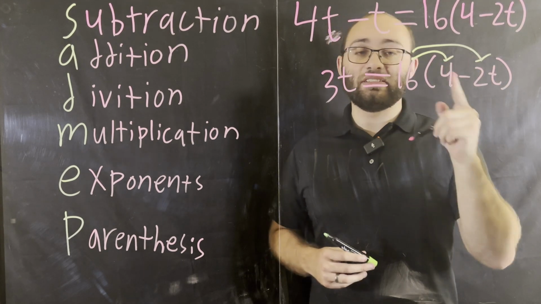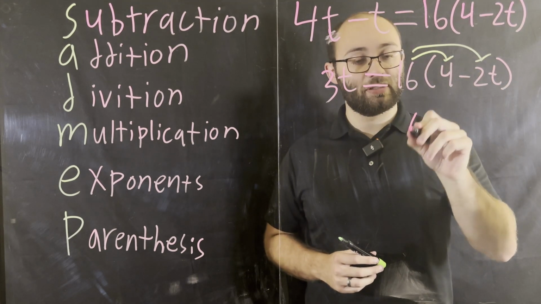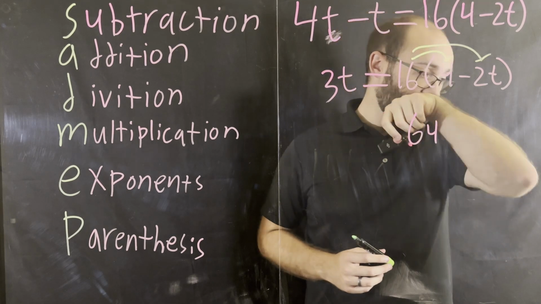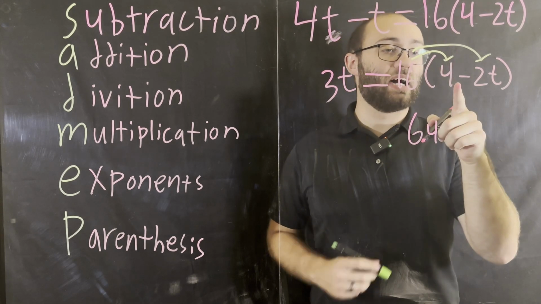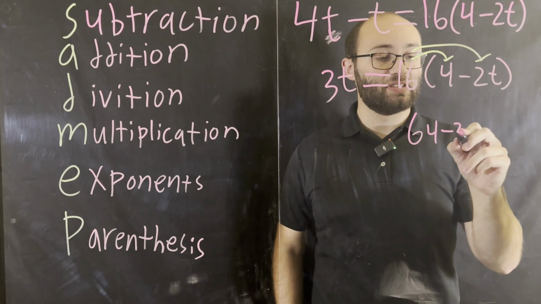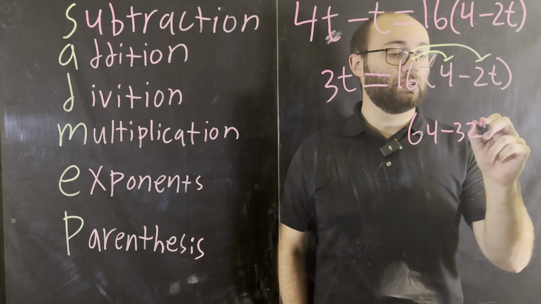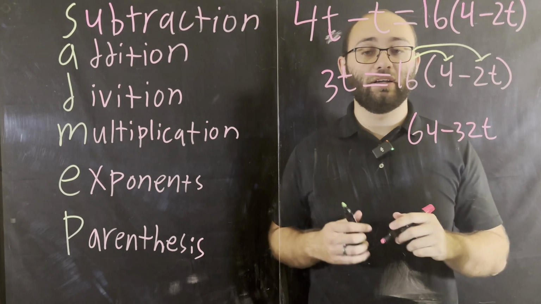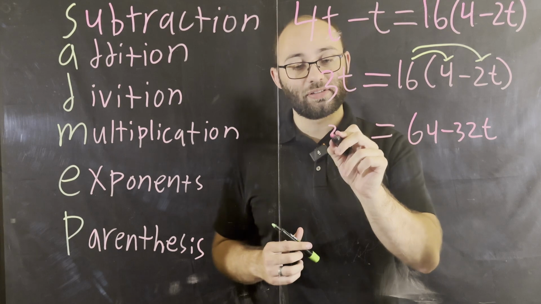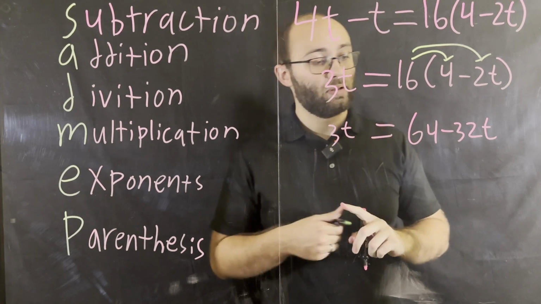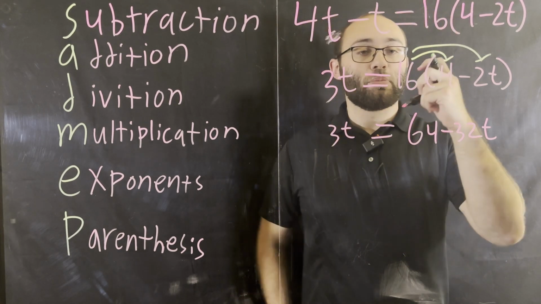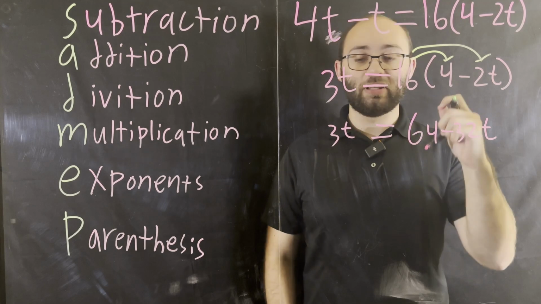So I get 16 times 4, which is 64. And then I get 16 times negative 2, which is negative 32. And then the t is still there. And now I can drop my parentheses. Okay. Parentheses are dropped. We distributed the 16.